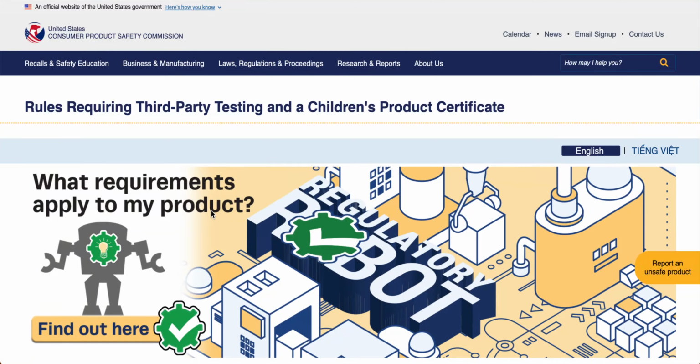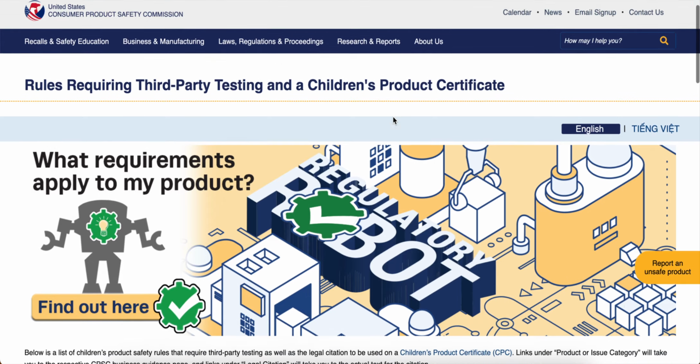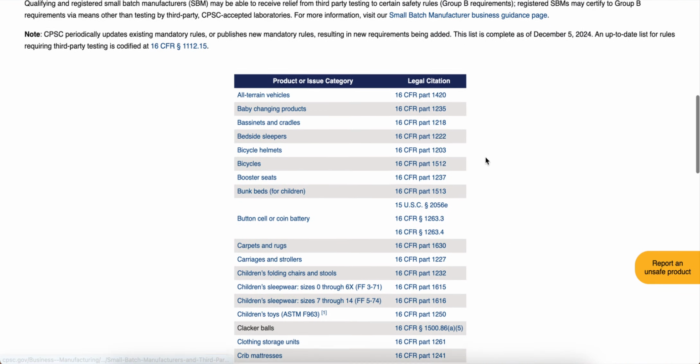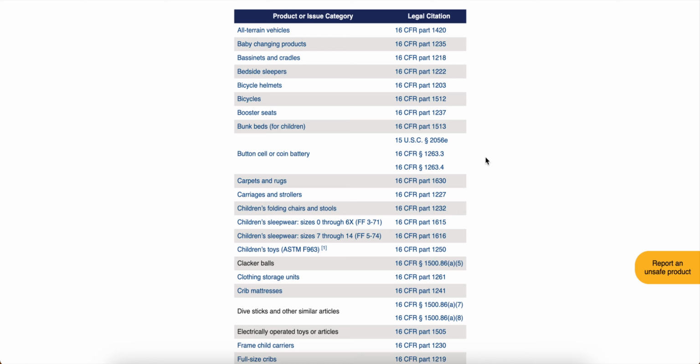Children's products subject to the CPSIA must comply with rules that require third-party testing and the issuance of a CPC. And in this brief tutorial, I will explain how you can identify rules that could potentially apply to your product, and once you've done so, how you can take the next step.